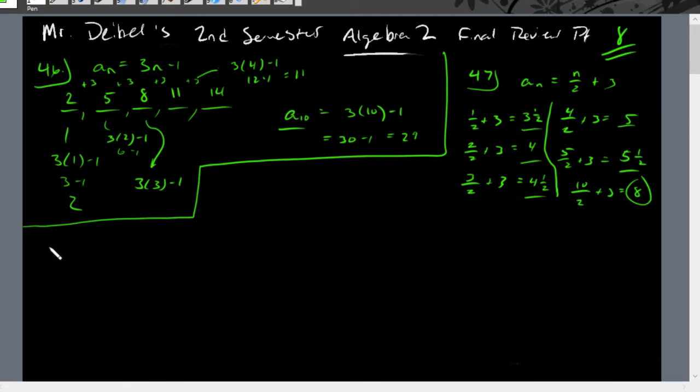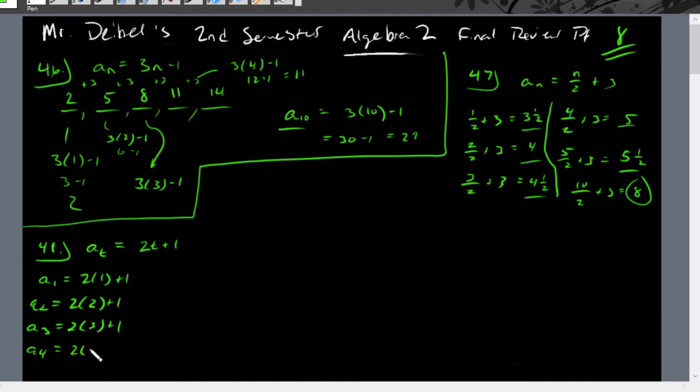There we go. Number 48 is a sub t. This is the first time that our letter has not been n. That's okay though. It doesn't make any difference. Equals 2t plus 1. So a sub 1 is equal to 2 times 1 plus 1. A sub 2 is equal to 2 times 2 plus 1. A sub 3 equals 2 times 3 plus 1. A sub 4 equals 2 times 4 plus 1. And a sub 5 equals 2 times 5 plus 1.